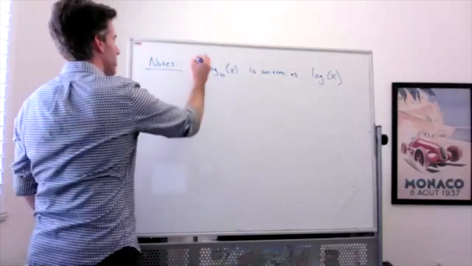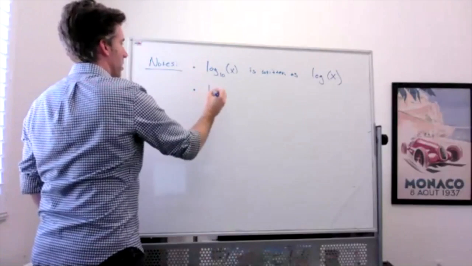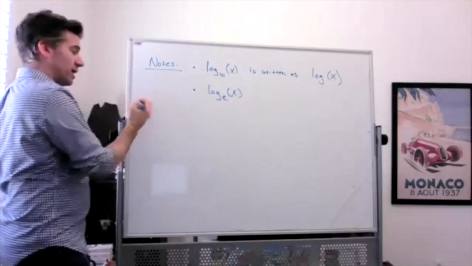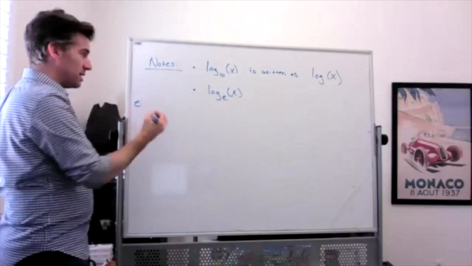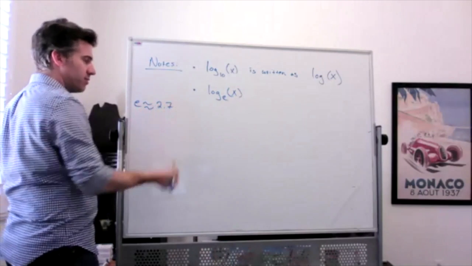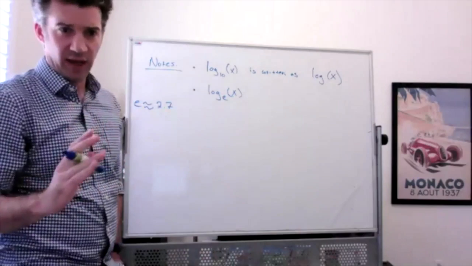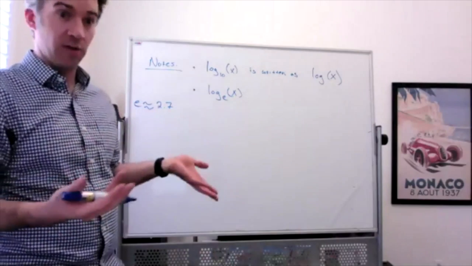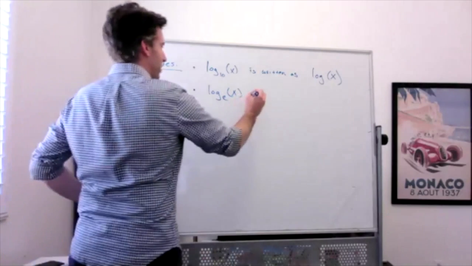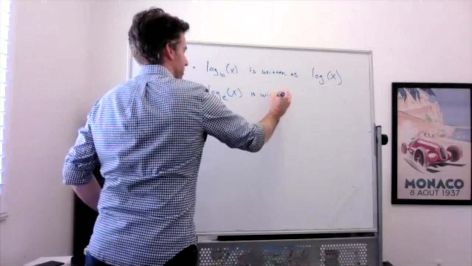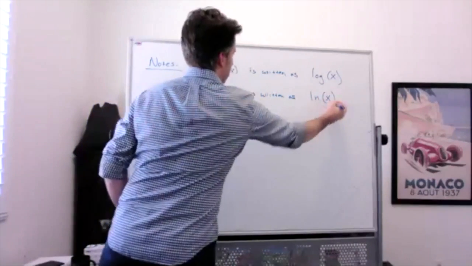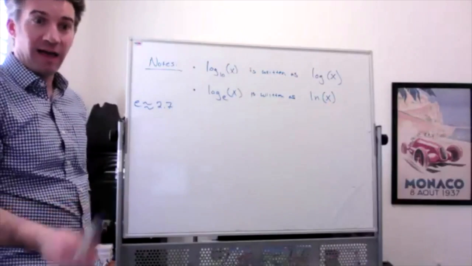In a similar way, log base e of x, where, in case you didn't know, e is the natural base. It's approximately equal to 2.7. We'll talk more about e on a different day, but for now, just know it's an irrational number. It's about 2.7. We write this as natural log of x. Some people like to say ln of x.